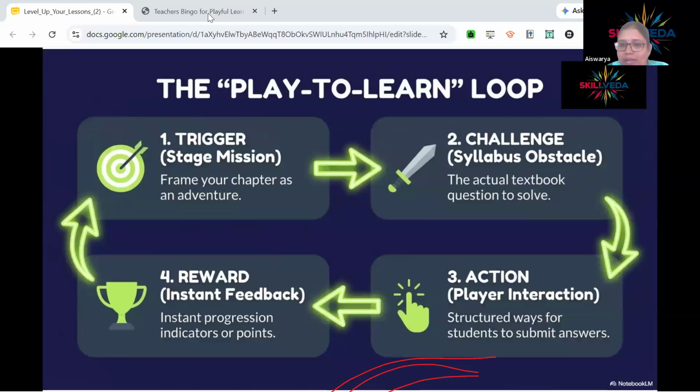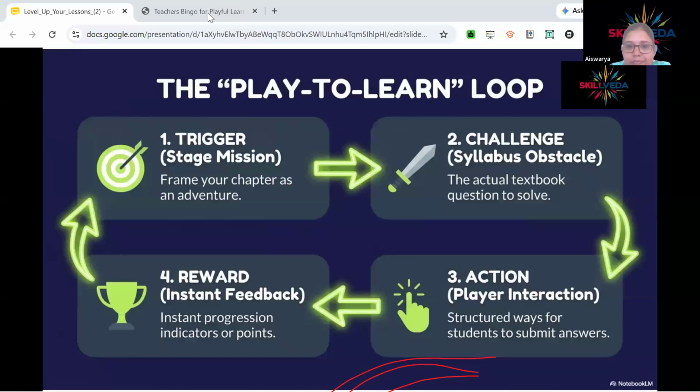Let's do the next one. So that's how your framework should be. When you're playing a game in your classrooms, you have to make sure that there is a trigger, a challenge, an action, and a reward. Okay, so let's look at exactly how this is going to work across real school subjects.